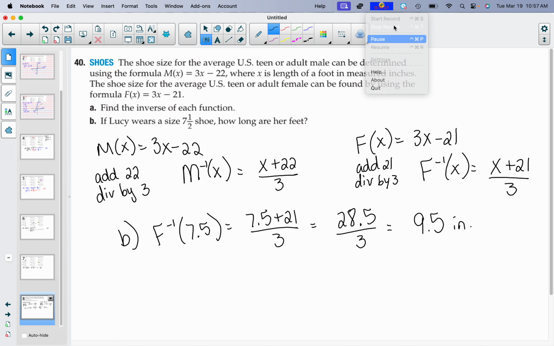Okay, so I hope that helps you. Make sure you know how to do the problems because you're going to do a worksheet that has similar problems again today. So hopefully you will be good on inverse functions.